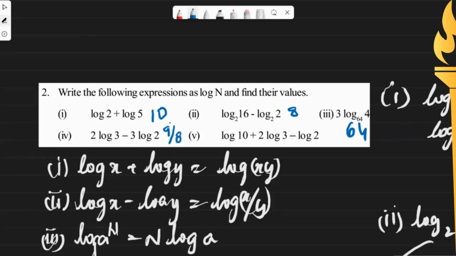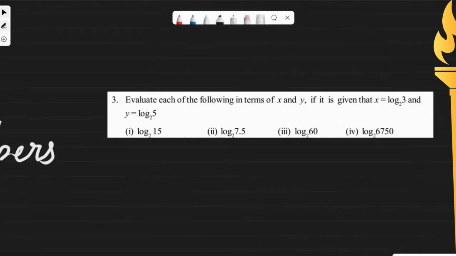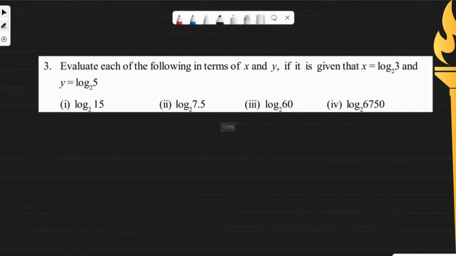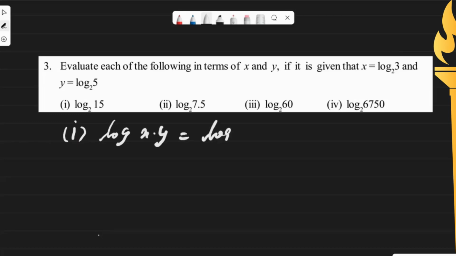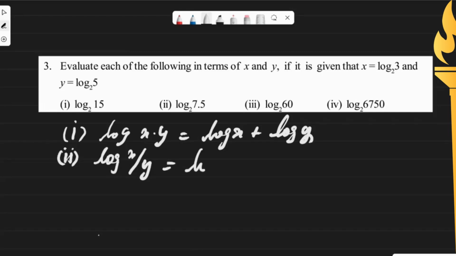And last one, we got n is equal to 45. This is the third one of exercise 1.5. So we have to evaluate each of the following in terms of x and y, if it is given that x equal to log 3 base 2 and y equal to log 5 base 2. So before starting the sum, let's have 2 points. First one is log of x into y is equal to log x plus log y, and second point, log of x by y is equal to log x minus log y.